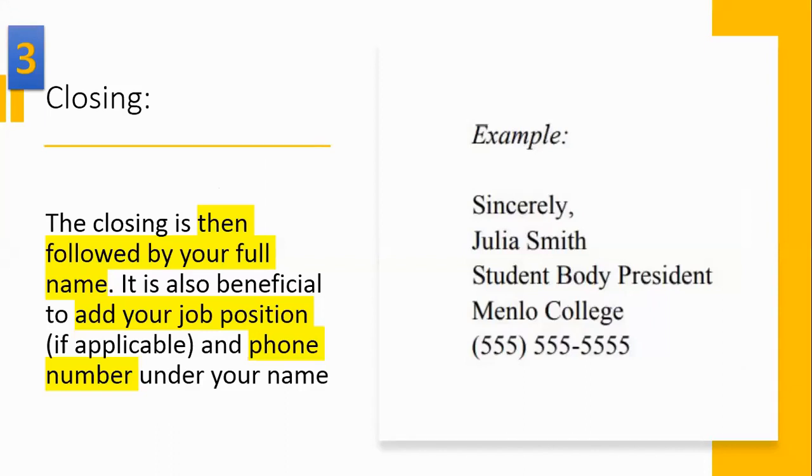Closing, for example. The closing is then followed by your full name. It is also beneficial to add your position, if applicable, like what you work in the company. Are you in the HR department, working at the HR department? And phone number under your name. For example, sincerely, this is a closing at the end of your email, comma, your name, Julia Smith, what do you do, student body president, Menlo College, and then you can add your number at the end.